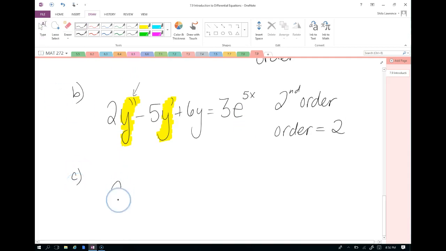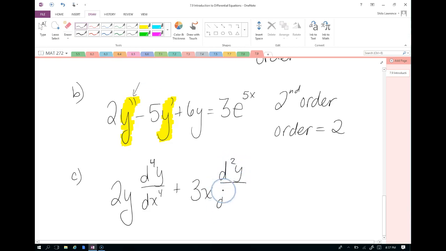And one more really quick, 2y and then d4y dx4 plus 3x d2y dx2 equals 0. We've got another differential equation here. We just want to know the order. So both of these dy dx's represent derivatives, and those superscripts we see, the 2 and the 4, are not powers. They're not exponents. They represent how many times the derivative was taken.